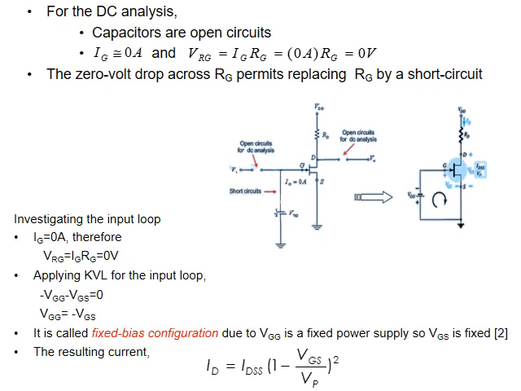Okay. Now when we come to do the math here to find the quiescent point, as you can see here the resistance is a short circuit, and the capacitor is an open circuit here, open circuit, okay.